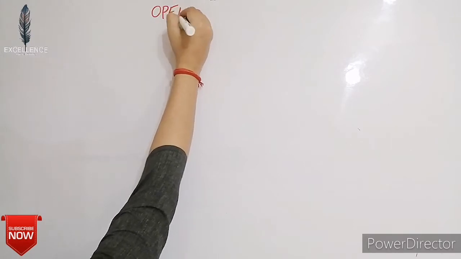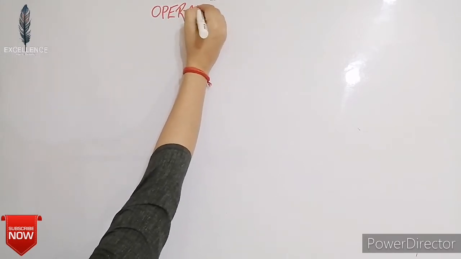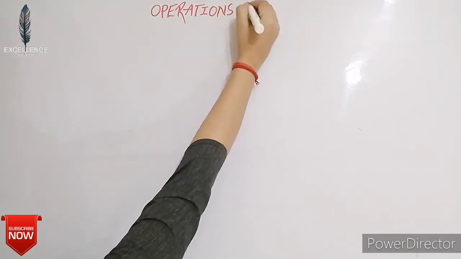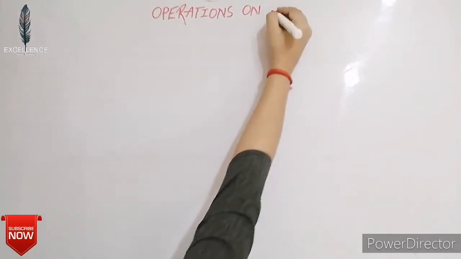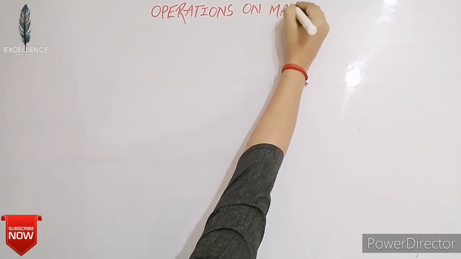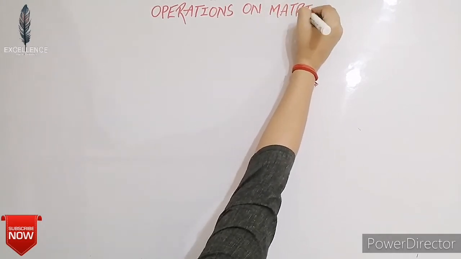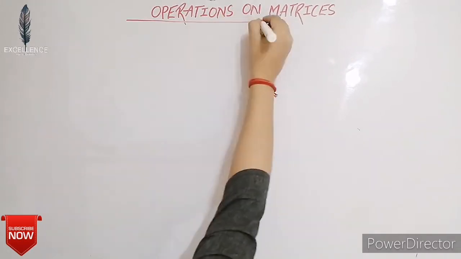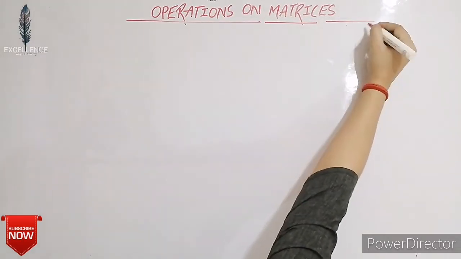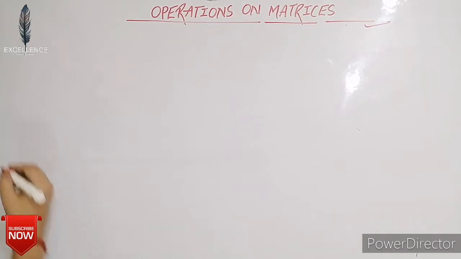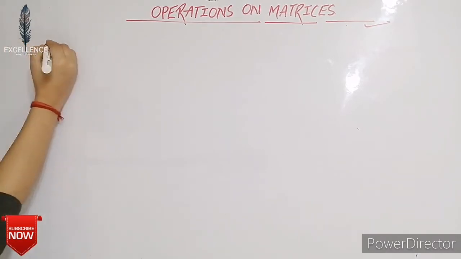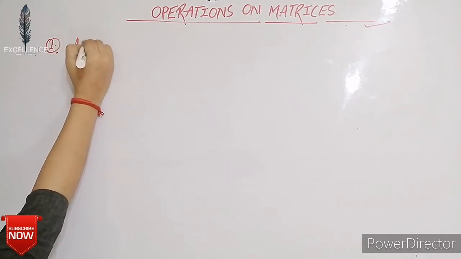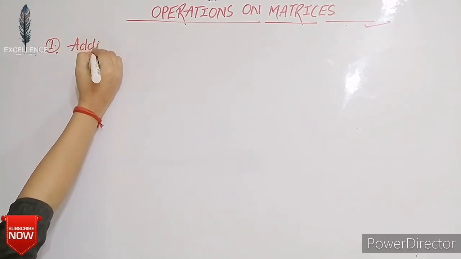Before starting the second exercise of this chapter, first we discuss some operations on matrices and their properties. Okay, let's start the topic operations on matrices. Let's see the first operation, that is addition of matrices.